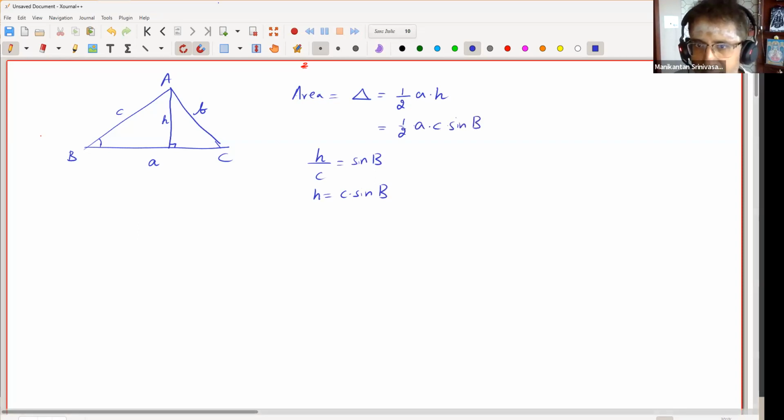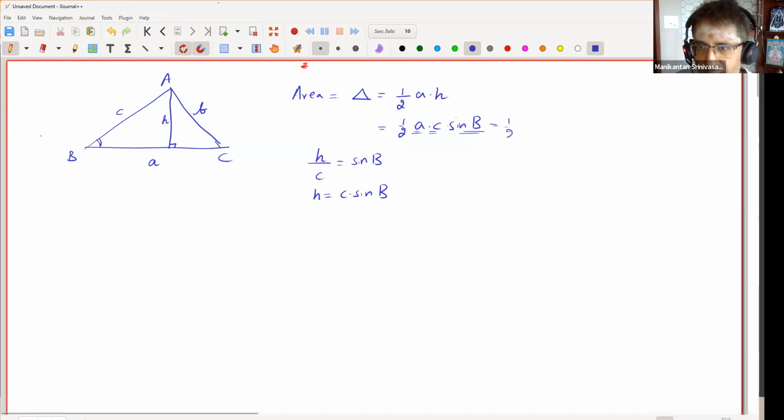So the pattern is any two sides and the included angle between them will be the other capital letter. So between small a and small c, you'll have capital B. By symmetry, we can also express it as half BC into sine A, and similarly half AB into sine C. So all of them will give the area.